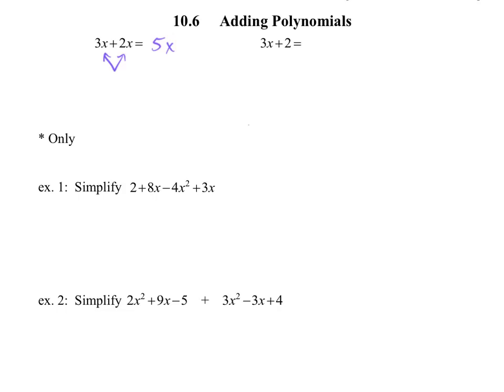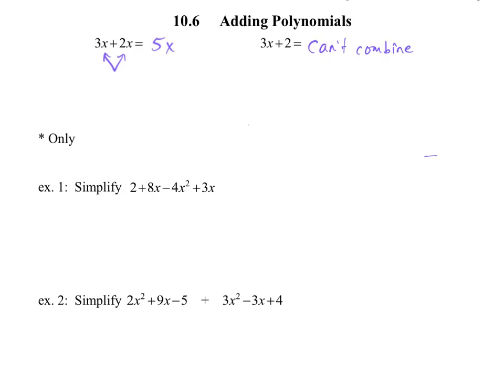So 3x plus 2, in the same way, this first clump has 3 x's. The second one is just the number 2. Can we combine these two? No, we can't combine. You could just say it equals 3x plus 2, but that's really no different.